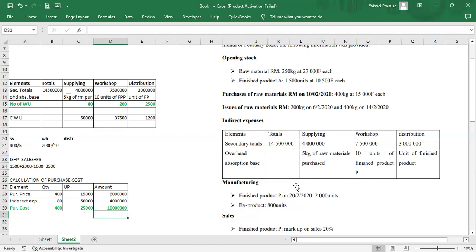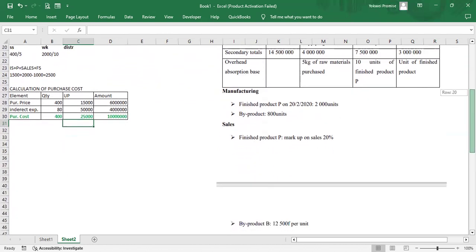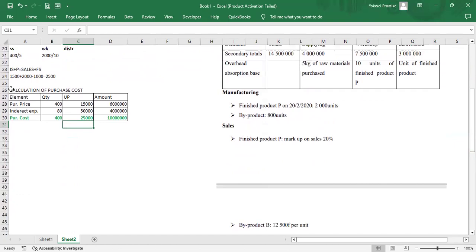25,000. Yes, sir. 25,000. Mighty. The unit purchase cost, 25K. That's what Excel is giving us. All right, so that is that. We have calculated the purchase cost.